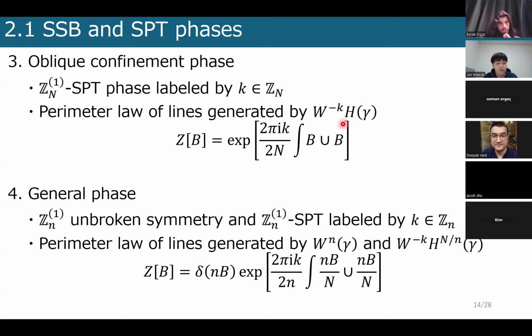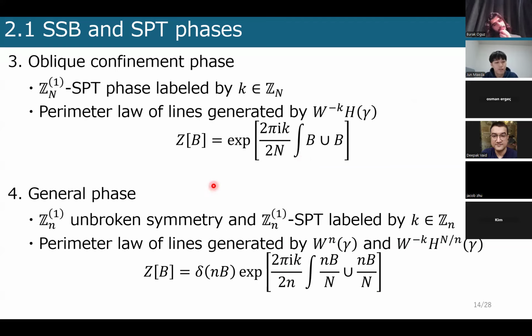Can I ask a question about this point? Is this what happens in Seiberg-Witten theory? Because I think dyons condense in one phase. Would that be oblique confinement? I think so, but I'm not familiar with Seiberg-Witten theory, so I cannot say a correct statement. But yes, I think so. Okay, thanks. Yes, thank you for the question.